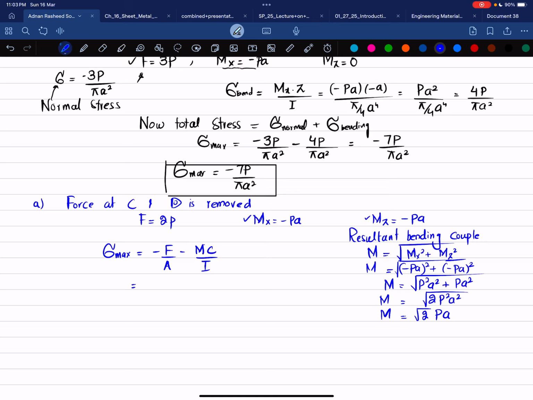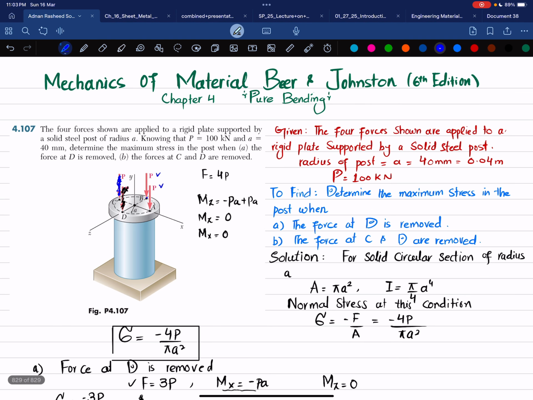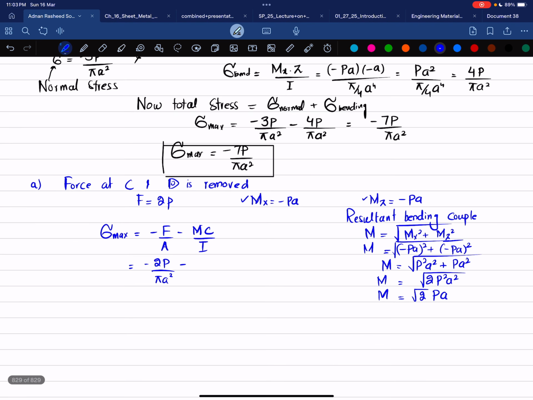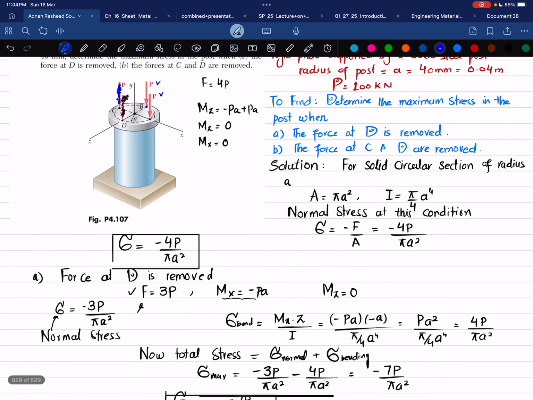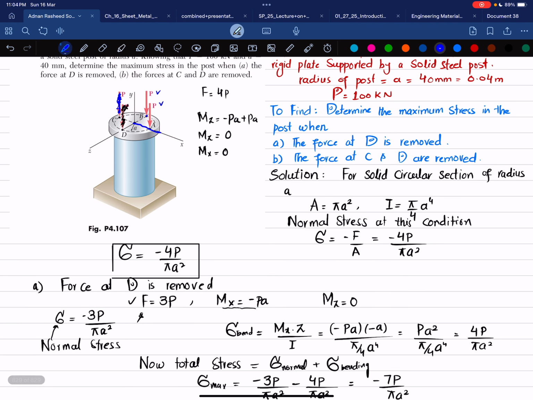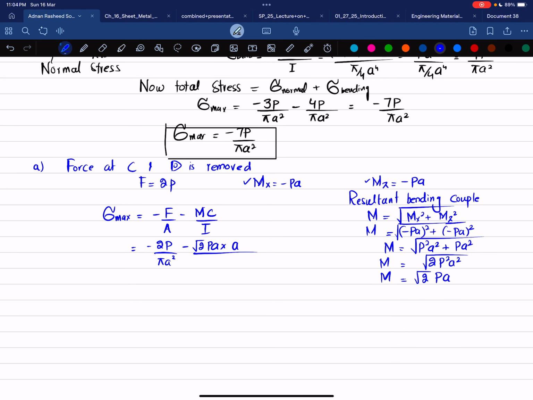So you have all the values, just plug them in here. So F is minus 2 times P divided by pi A square, and there is a minus because it will create compression at the point where this load at B is applied. So we will take this minus. So minus under root 2 PA, and what is C? C is also A, because C is the distance from this neutral axis till the point where this load is applied, one of the loads which is at a distance A. So I will write it A divided by I, which is pi by 4 A power 4.